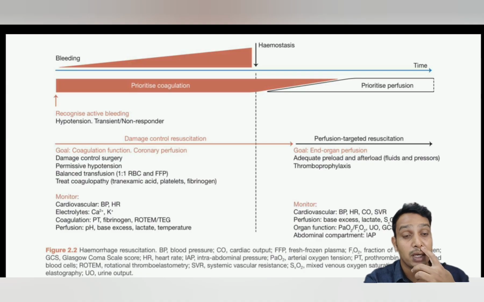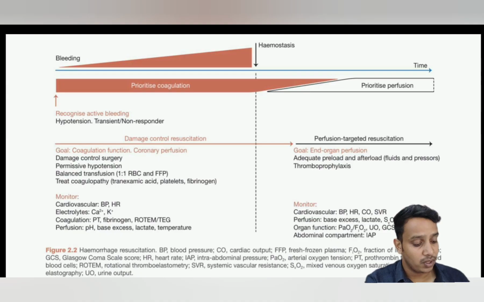Once you have attained hemostasis and kept the patient stable, next you have to prioritize perfusion to the end organs or important organs. So the second part is perfusion targeted resuscitation. First part is damage control resuscitation, second part is perfusion targeted resuscitation. The goal is perfusion of the end organs. Maintain adequate preload with fluids and afterload with cardiac pressors and inotropic agents, and you have to maintain thromboprophylaxis also. This is the priority in perfusion targeted resuscitation.